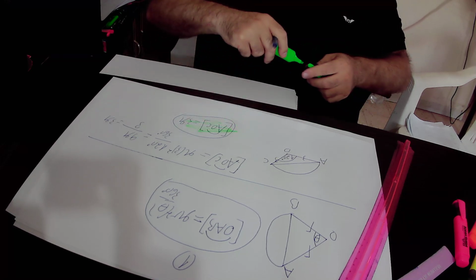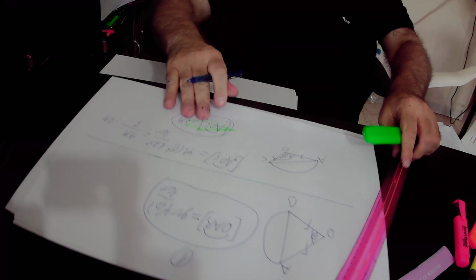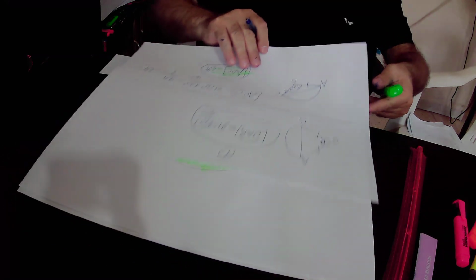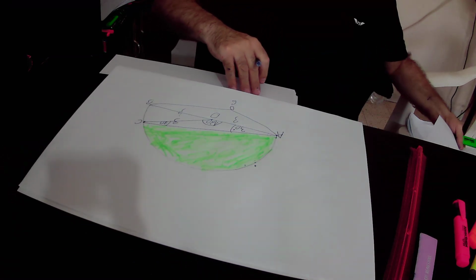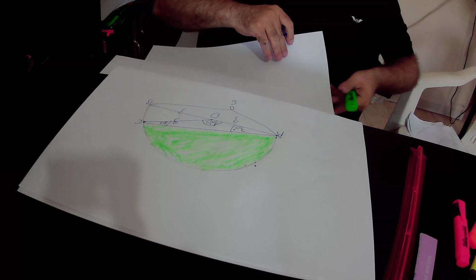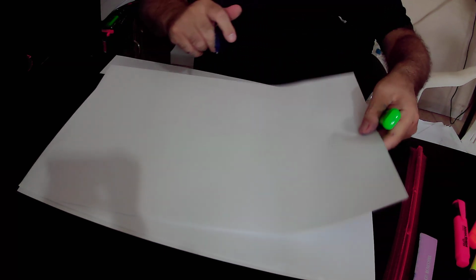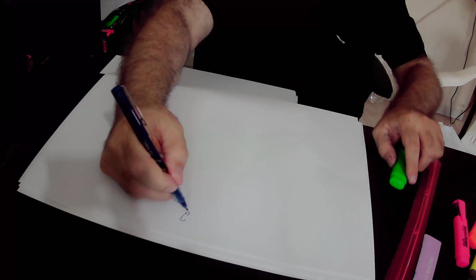In the next step, I will present to you a new formula for the area of any triangle. So here, if we have a triangle ABC, that could be any triangle.